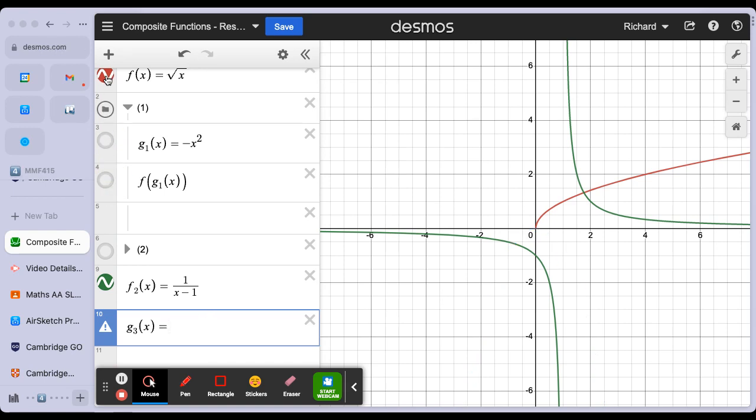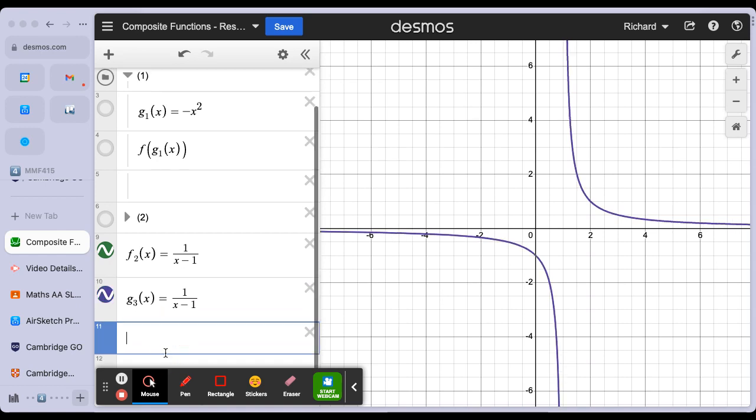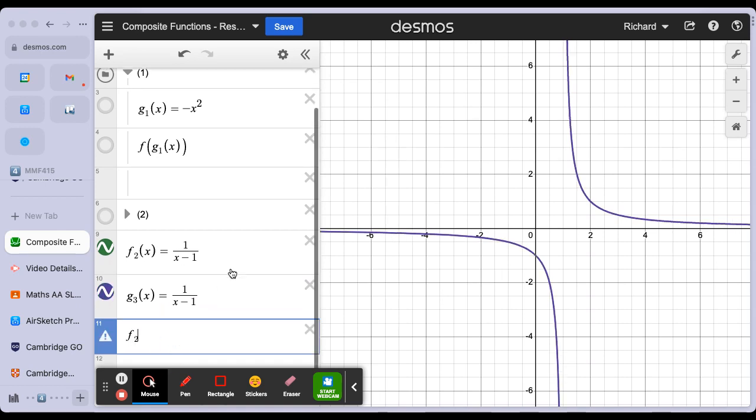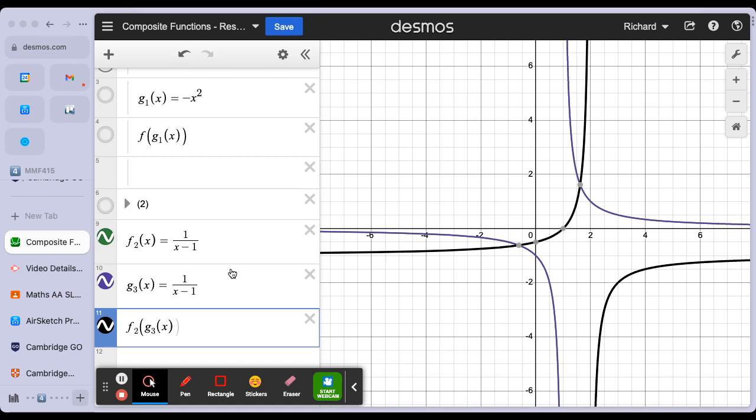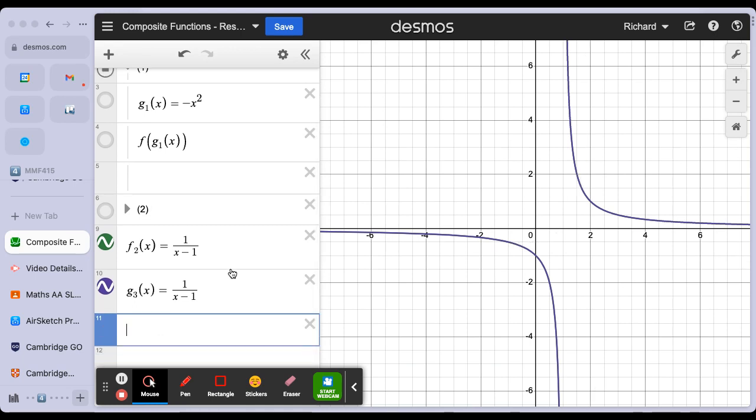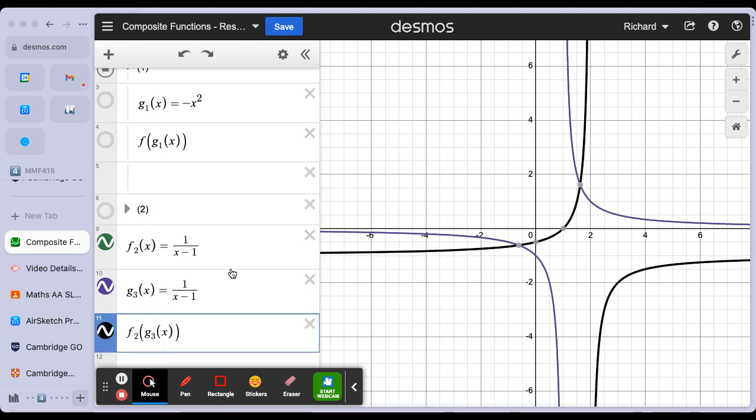I'll turn these off so it's clear what we're talking about here. One over x take one again. I've got a much simpler one that would work. I actually didn't have to undo all that, but we could just choose something simple like this, couldn't we?